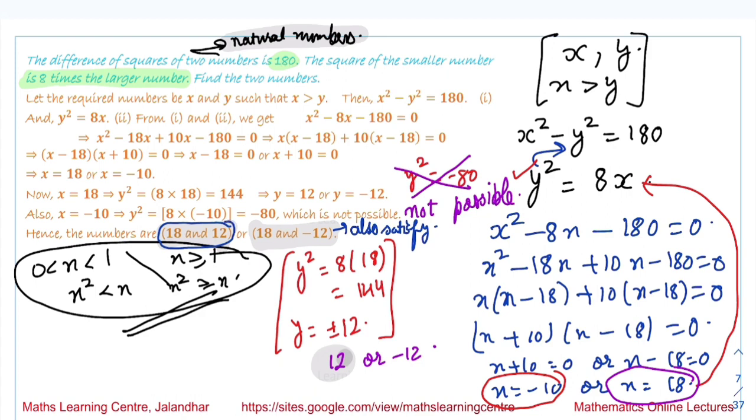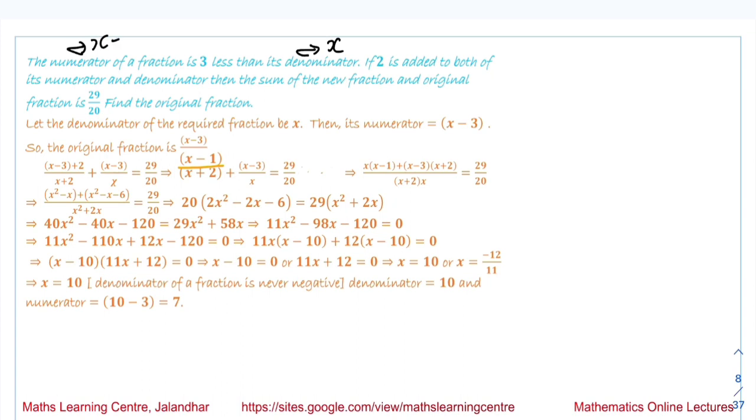Now in this next question, it is given that the numerator of a fraction is 3 less than the denominator. Suppose the denominator is x, then the numerator will be x - 3, that is 3 less than x. So the fraction will become (x - 3)/x. This is our fraction we are talking about.